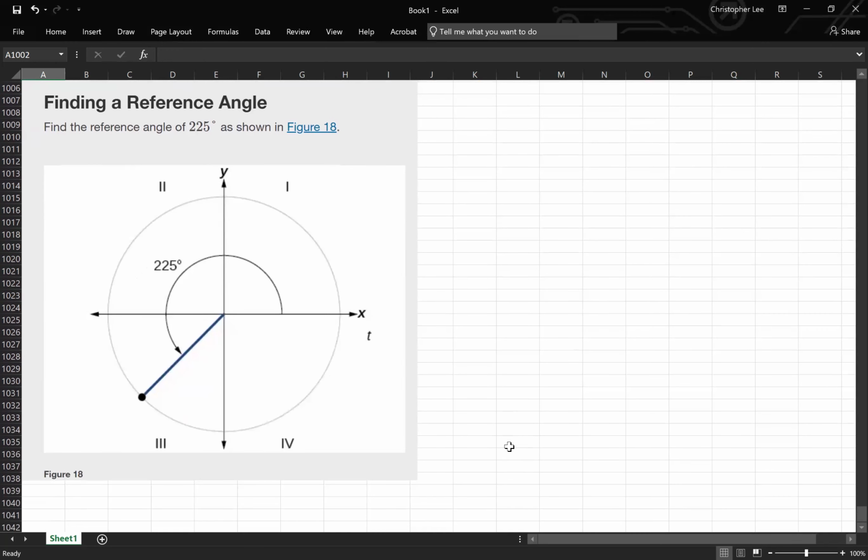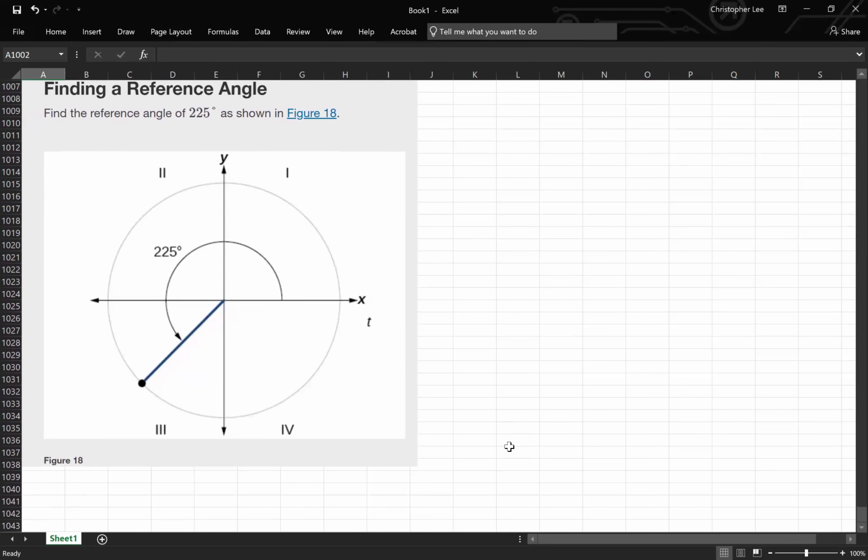You guys try. I want the reference angle of this. This is 225 degrees. I'm looking for an answer between 0 and 360, but it has to be on the same terminal line that we have here. So how can we do this?